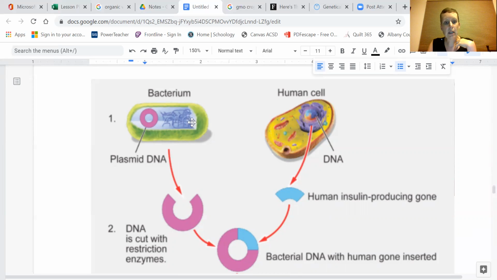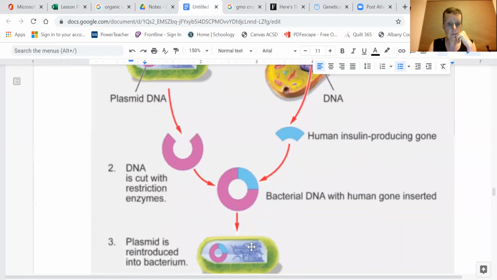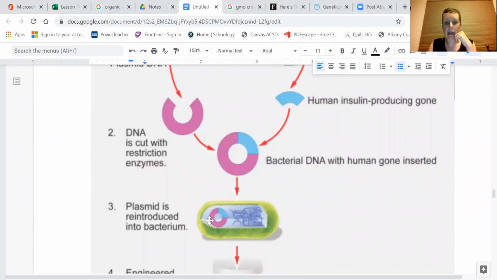Then we take a little bacteria cell, and bacteria DNA is sometimes in a plasmid form. So it's in a little loop, a little circle, okay? And we can cut that circle open and insert the human DNA into it. And so now we have our bacteria DNA with a little tiny chunk of human DNA inserted. And this little piece of DNA says, make insulin. It tells the cell how to make insulin, okay? Then we put that DNA back inside the bacteria.